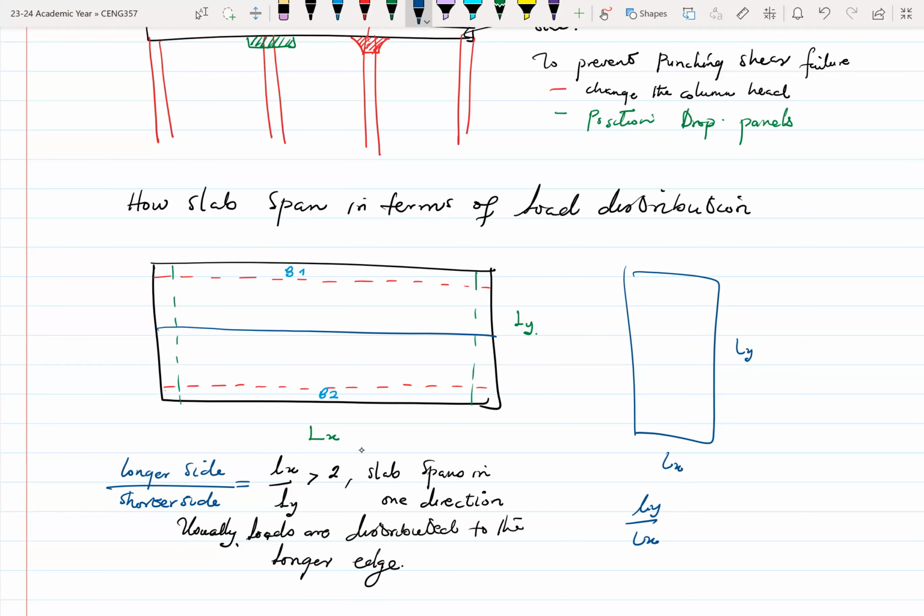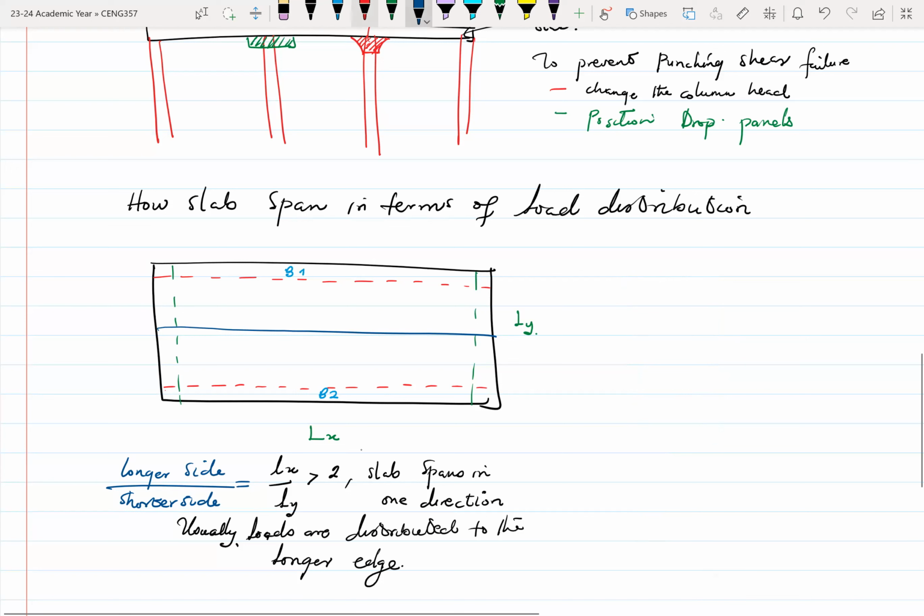So I think some books will prefer to go with this approach. I think I've seen some books like that. It's fine. The idea is that the longer side should be divided by the shorter side. Please take note. So what this means is that whatever load comes onto the slab, half is given to beam one, and then half is given to beam two.